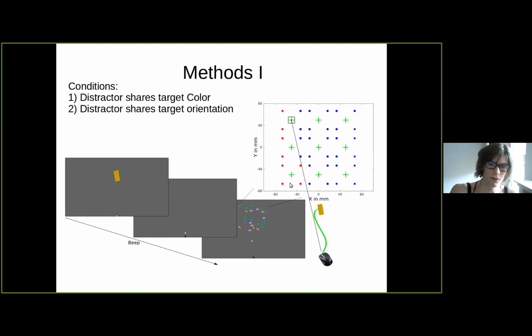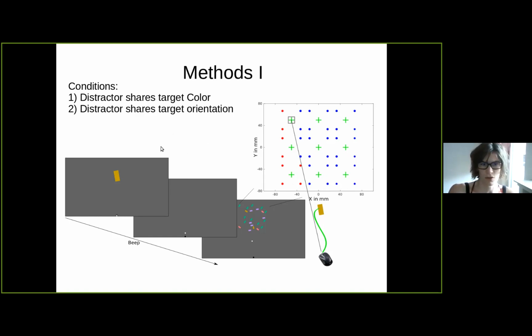Then we have these distractor elements that will share either the color or the orientation of the target, and they can pop up at those possible distractor locations that are shown here in blue and red. And all around this, we have a lot of filler items that will just make the task a little more difficult.